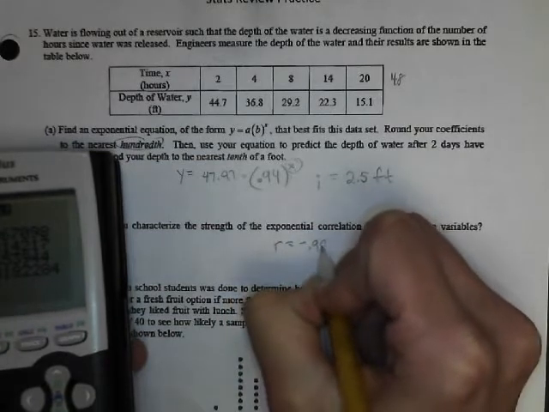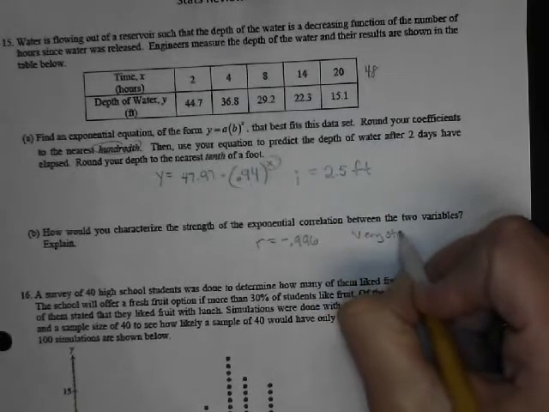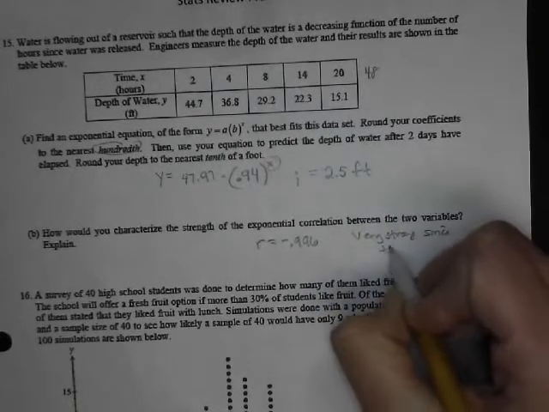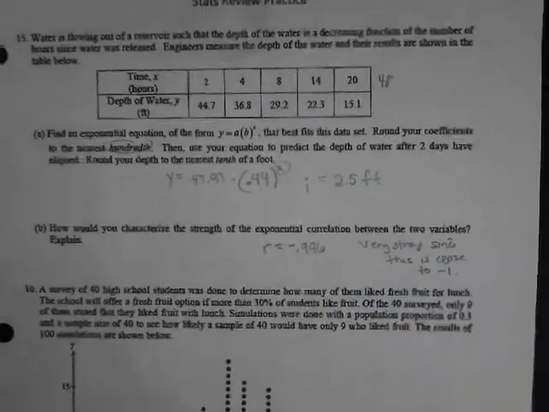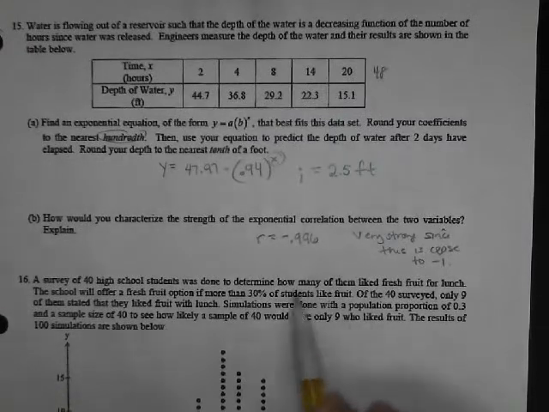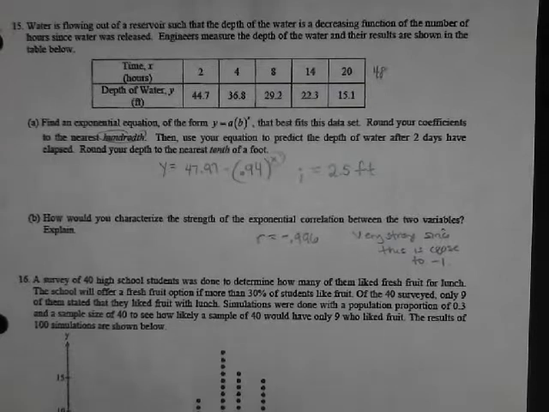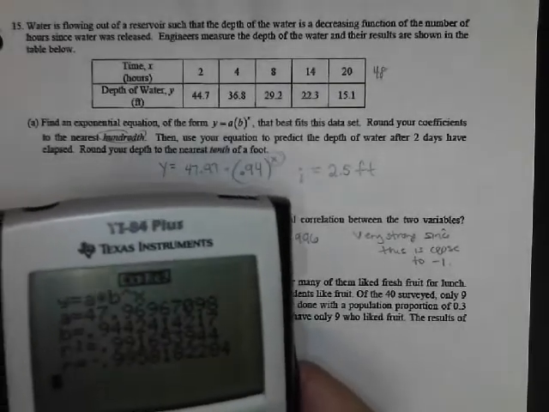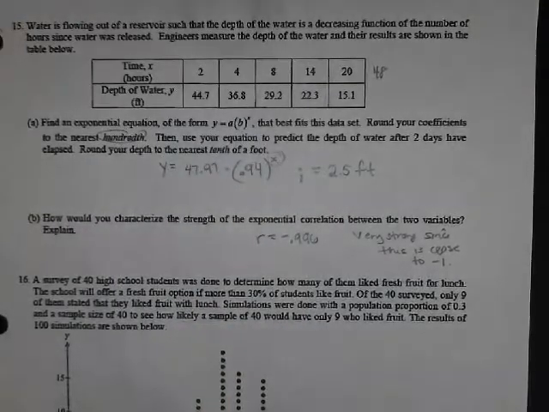Since R is pretty close to 1 or negative 1, we would say very strong, since this is close to negative 1. The negative 1 versus the positive 1 are both perfect correlations. It's just that in a negative 1, it's an inverse relationship, meaning as one variable is increasing, the other one is coming down. That's all the negative 1 versus the positive 1 means.